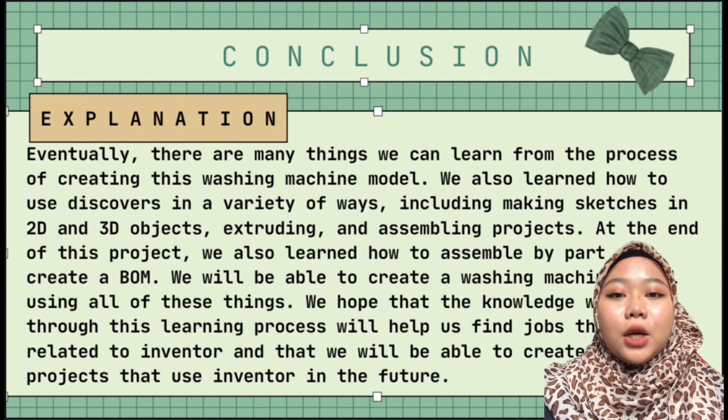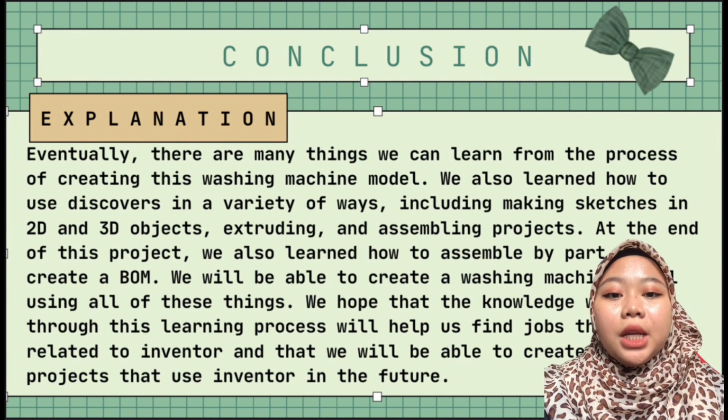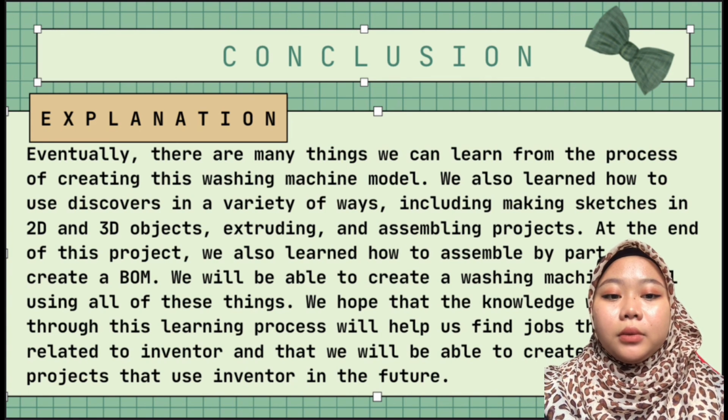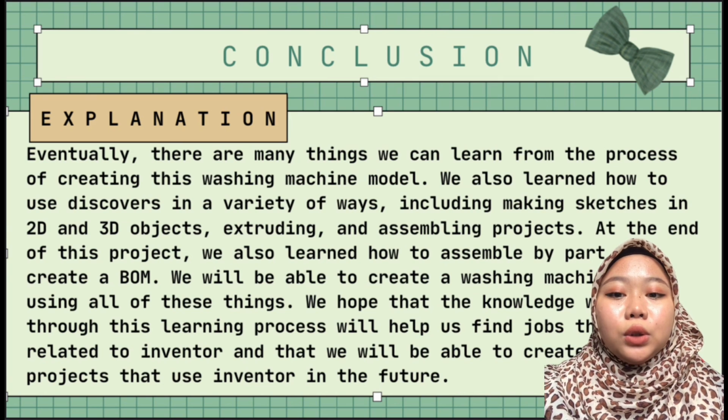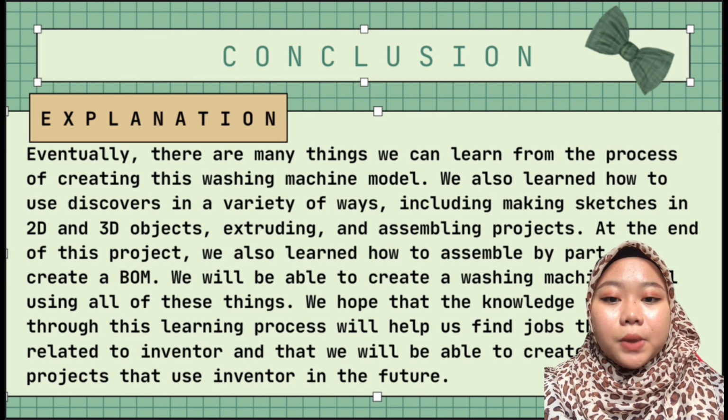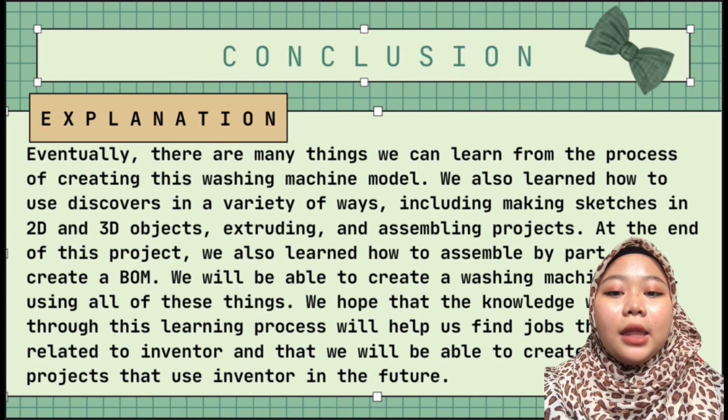Okay, lastly, the conclusion: there are many things that we can learn from the process of creating this washing machine model. We also learned how to use these features in a variety of ways, including making sketches in 2D and 3D objects, extruding, and assembling projects. At the end of this project, we also learned how to assemble by part and create a BOM. We will be able to create a washing machine model using all of these things.